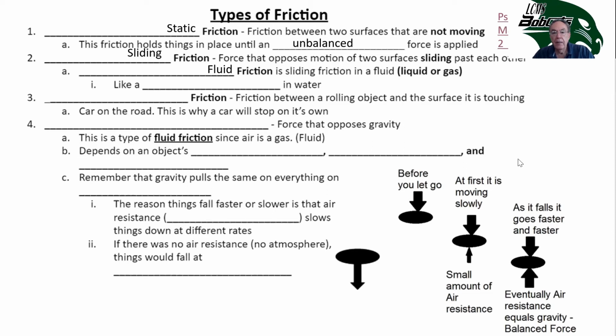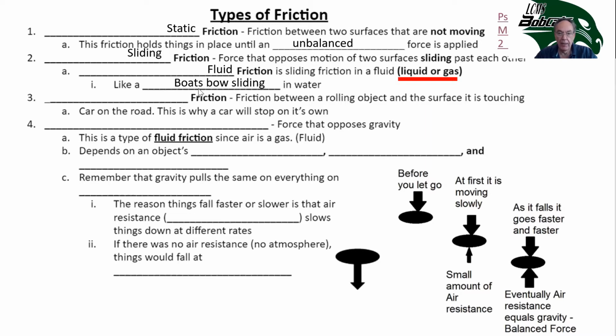Fluid friction is sliding friction in a fluid. A fluid is anything that pours or changes shape easily, so a liquid or a gas is considered a fluid. When something slides through the air, that's fluid friction. When something slides through water, that's fluid friction. Like when a space capsule comes through the atmosphere, that's fluid friction because it's sliding through the air. When the bow of a ship goes through the water, that's fluid friction. So it's important to remember a fluid is a liquid or a gas.